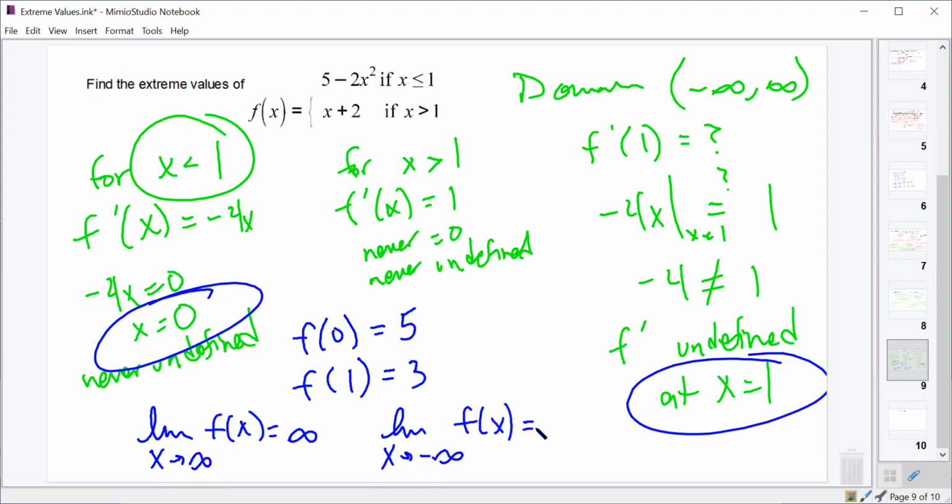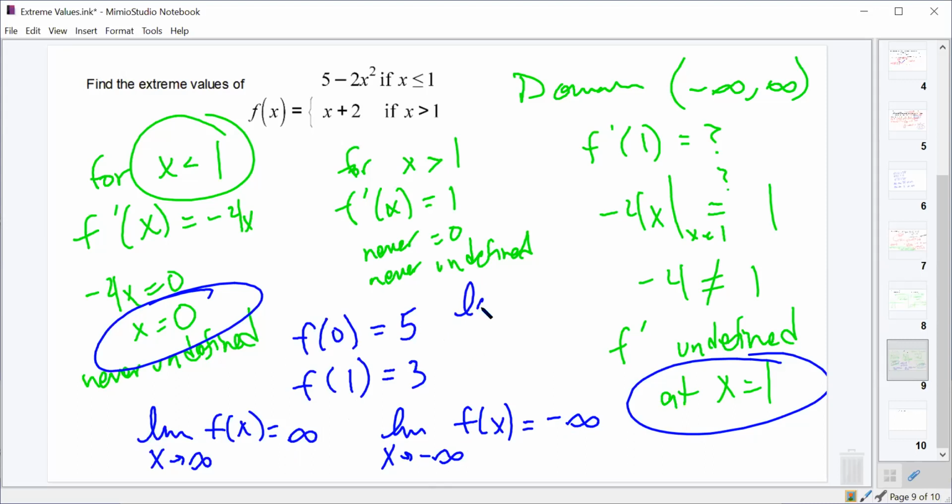Negative infinity should be negative infinity. So I'm not going to have an absolute max, and I'm not going to have an absolute min, because as my function gets very large x values or very small x values, the y values get very large or very small. So these are just local values.